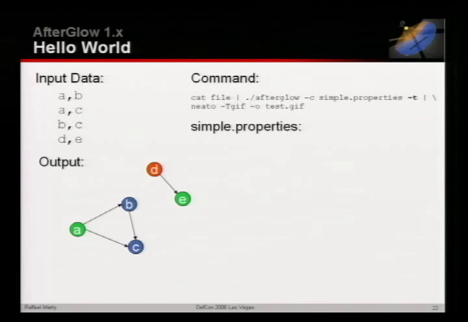You cat the file, you pipe it into Afterglow, you give it a property file, and you use -t. By default, Afterglow expects a 3-column input. Basically, the first column being the source, the second column being the event node, and the third column being the destination node. So it's always a 3-tier thing here. But if you use -t, you just give it a 2-column input, and that's what I have here.